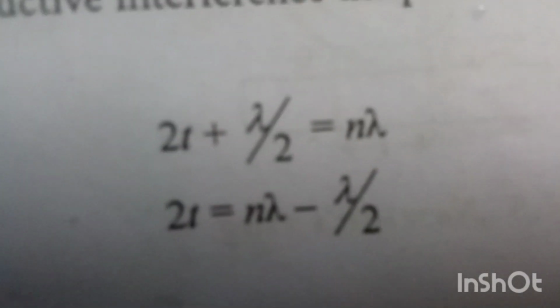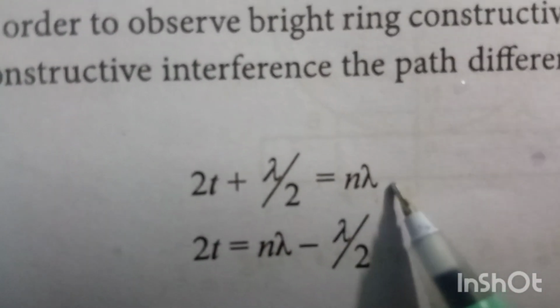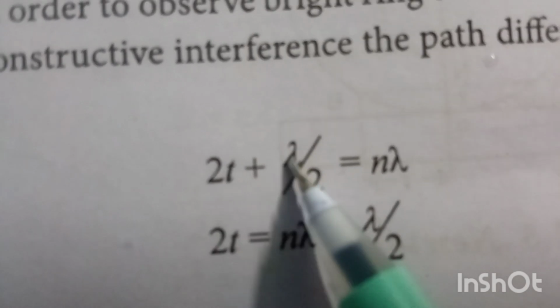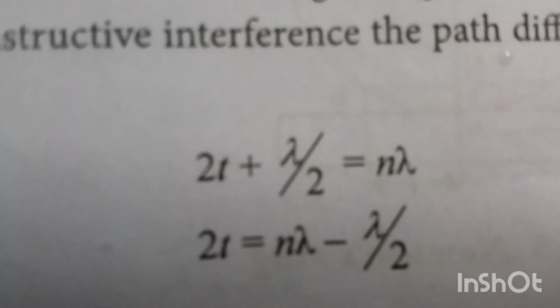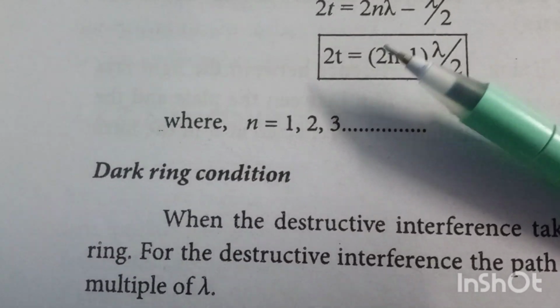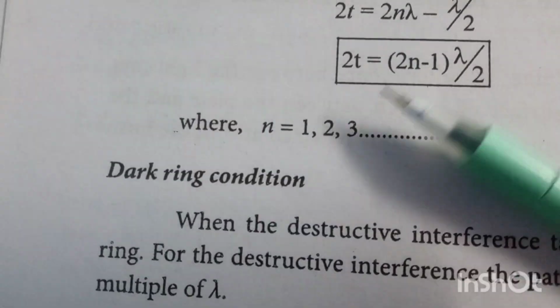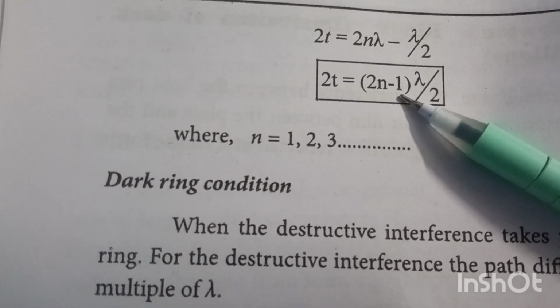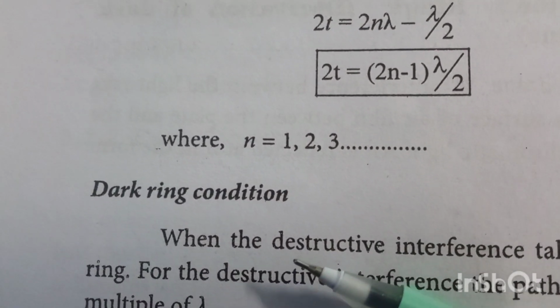Next, if there is constructive interference between two light rays, the condition for the bright fringes is n lambda, that is integral multiples of wavelength. So if 2t plus lambda by 2 is equal to n lambda, then 2t is equal to n lambda minus lambda by 2. Solving that, we get 2t is equal to 2n minus 1 into lambda by 2, where n takes values 1, 2, 3. So this is the condition for the bright ring. Next, let us see the condition for the dark ring.